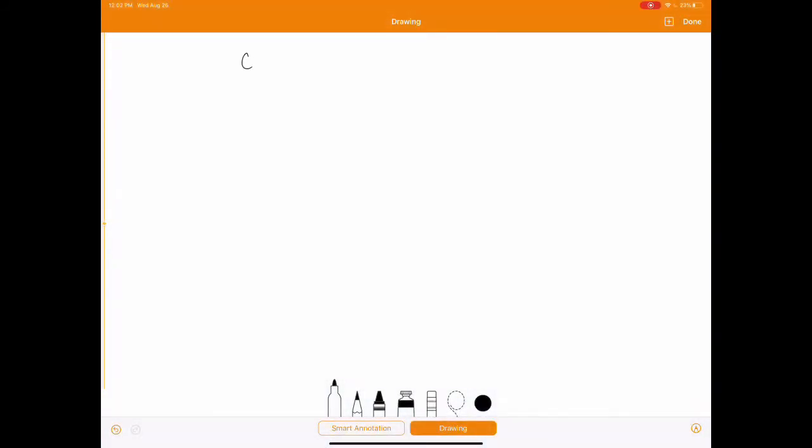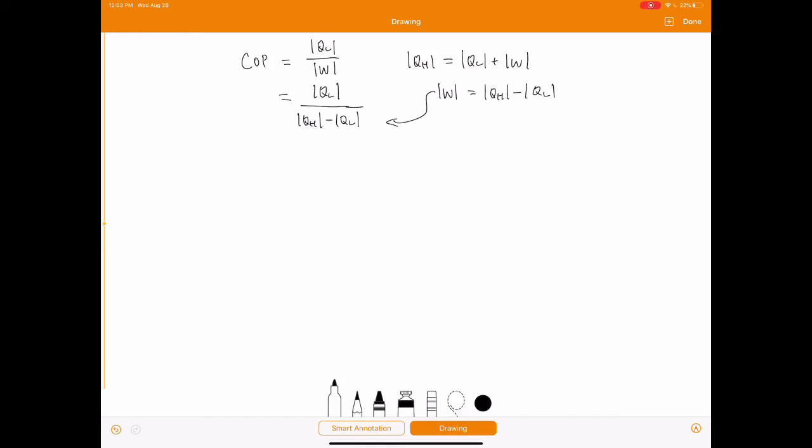Okay, so the coefficient of performance is defined as QL divided by W. And remember from the first law that QH is equal to QL plus W. So I can write work as QH minus QL. And that goes in the denominator. So we have QL divided by QH minus QL. This is just another way you can write the expression for the coefficient of performance. It's useful because it's completely described in terms of the two heats, QH and QL. If you know those, you can get the coefficient of performance.